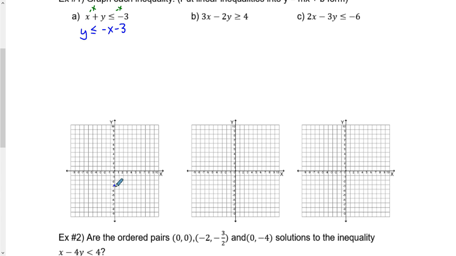So that means that we're going to be starting at negative 3 and going down 1 over 1. Of course, I'm going up 1, left 1, so I can graph this as best as I can. We're going to be learning something about these lines in a second, but we'll deal with that later on.